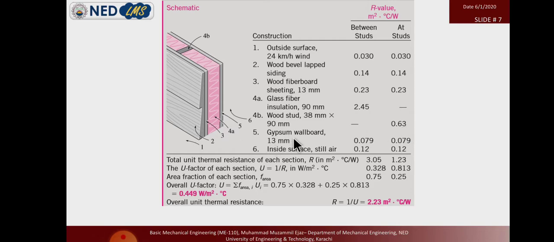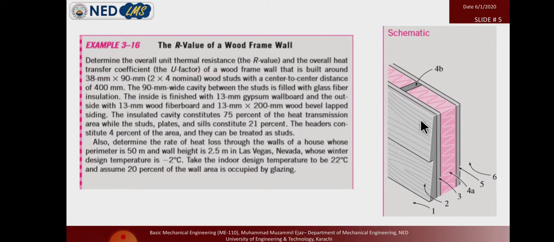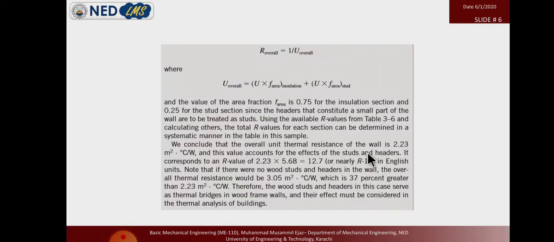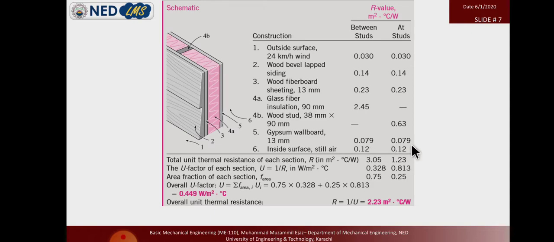Then gypsum wall board is common on both. This is basically gypsum board. So we just have a value for plaster or gypsum board 13 millimeter, half inch, is 0.079. So we just write this value 0.79 over here.